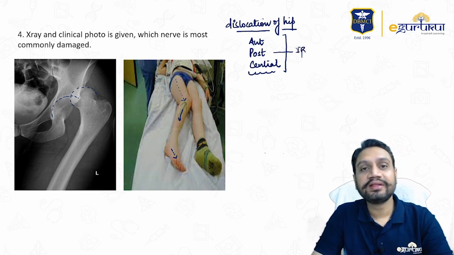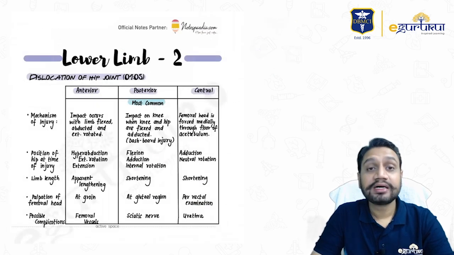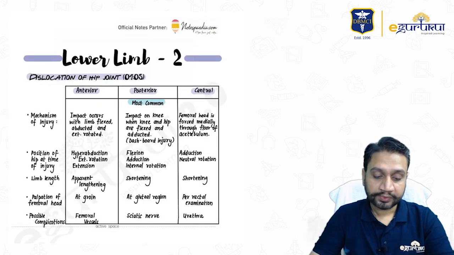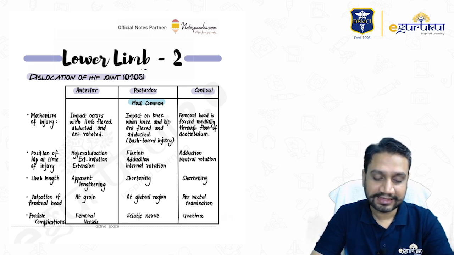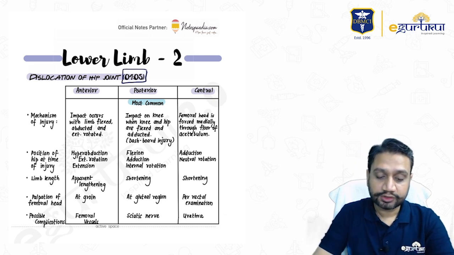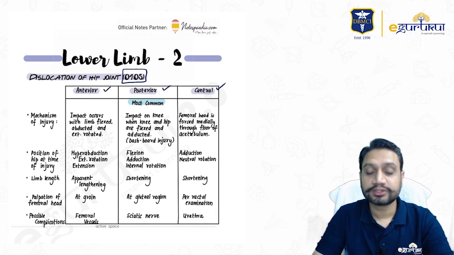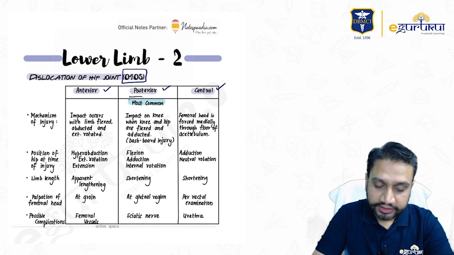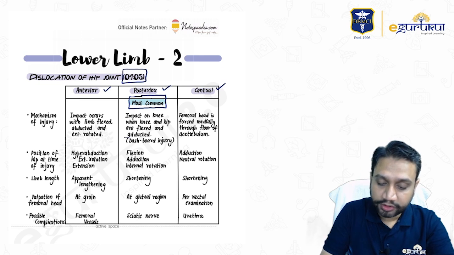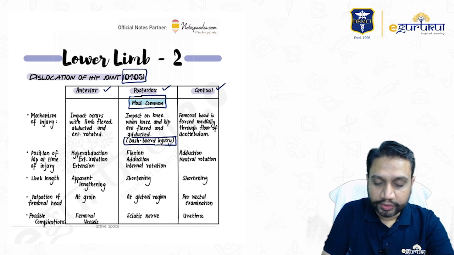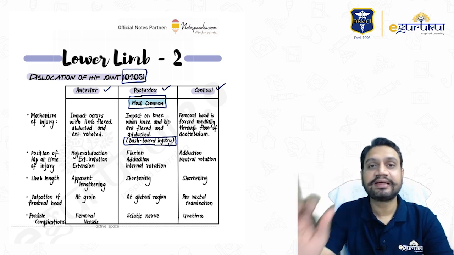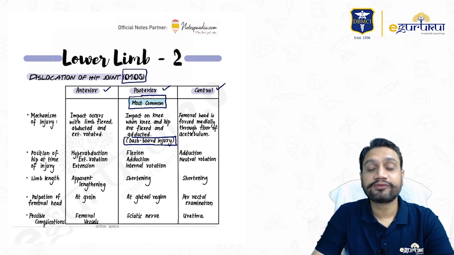How do we differentiate between these 3 different dislocations? See this snapshot again from the e-Gurukul notes: the lower limb, dislocation of the hip joint, discussed at somewhere around 1 minute and 5 seconds. There are 3 types of dislocations we can see: the anterior one, the posterior one, and the central fracture dislocation. The posterior one is usually the most common dislocation, also known as the dashboard injury. When the patient gets an impact on a flexed knee, with the hip and knee flexed, the patient has a tendency for posterior dislocation of the hip. That's what you call a dashboard injury.